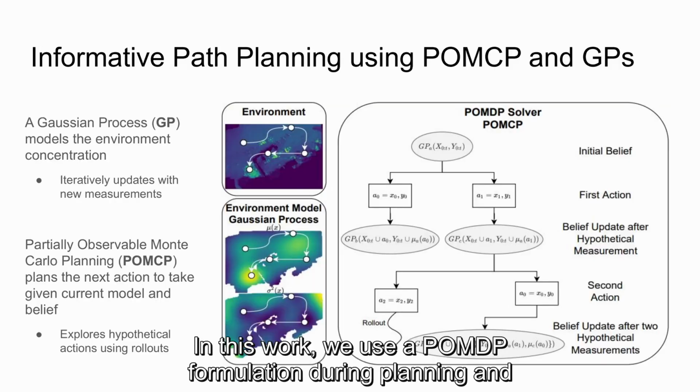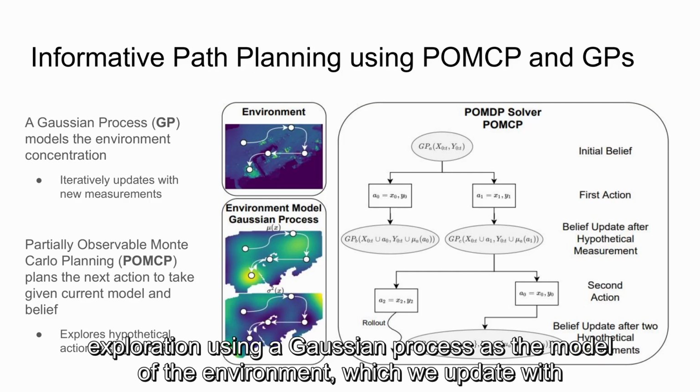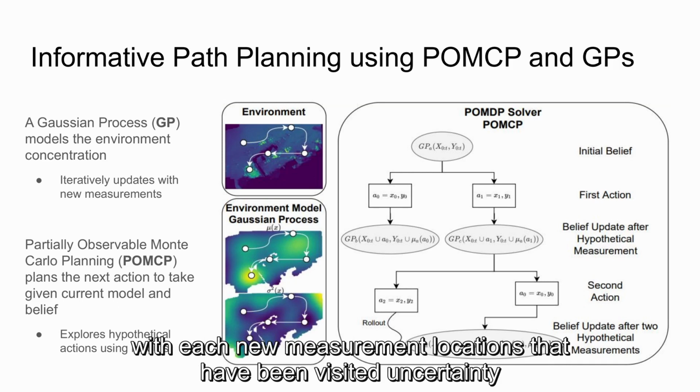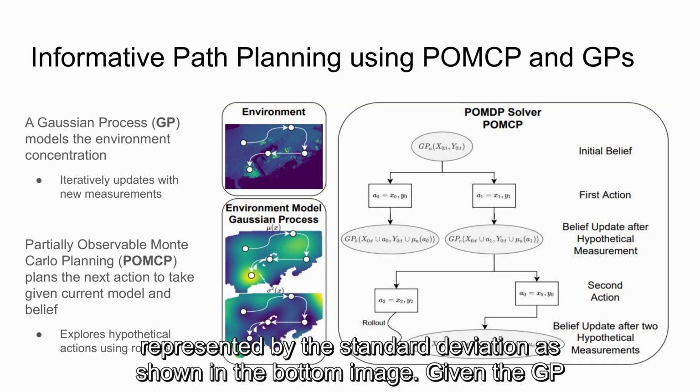In this work, we use a POMDP formulation during planning and exploration. We use a Gaussian process as the model of the environment, which we update with each measurement that the robot takes. The GP model of the environment updates with each new measurement. Locations that have been visited have low uncertainty, represented by the standard deviation as shown in the bottom image.